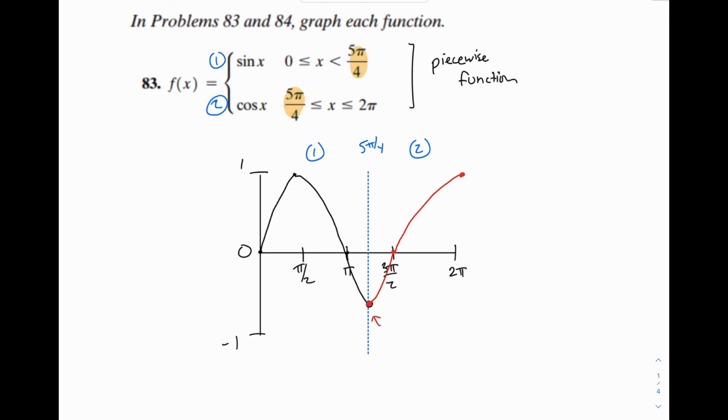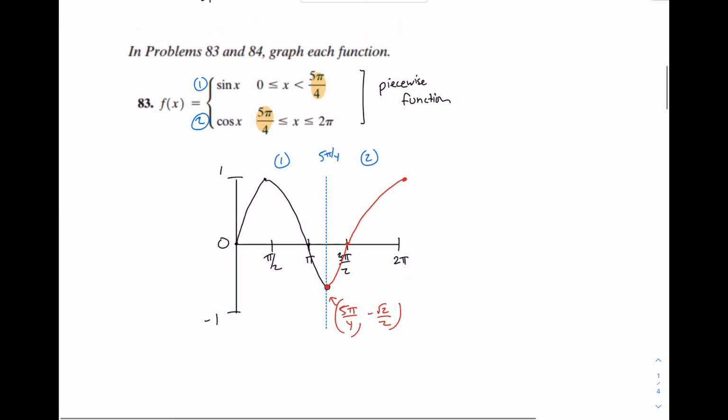So this point of intersection is really nice. This point is going to be 5 pi over 4. And I can just plug in 5 pi over 4 to my cosine function. And that should be -√2 over 2. And there it is. We graphed a piecewise function. And again, notice how it didn't go all the way down to -1. It's stopping just short at -√2 over 2.